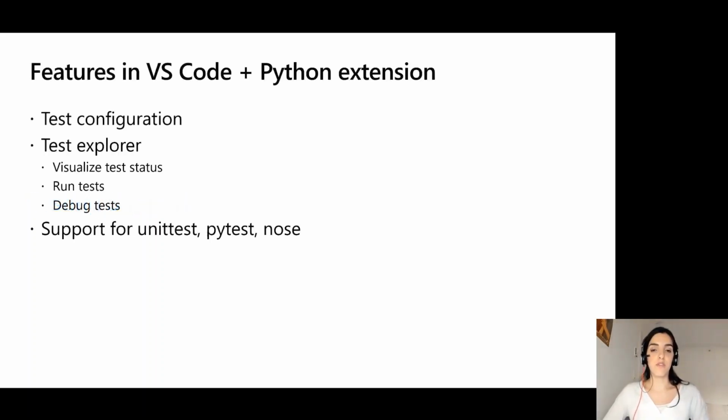I don't have much time to show how you can configure tests, but I'm going to give a quick overview of the test support that is offered in the Python extension. There is the test configuration experience that allows you to set up a framework that you can use, like unittest and PyTest. There is a test explorer where you can visualize your test status, run your tests, and debug your tests as well. I won't be able to cover it in this video, but if you want to check out the demo that I have linked at the end of this presentation in the resources page, there will be a set of instructions of how you can have this test experience configured in VS Code with the Python extension.